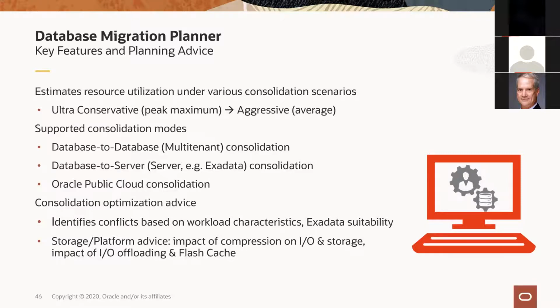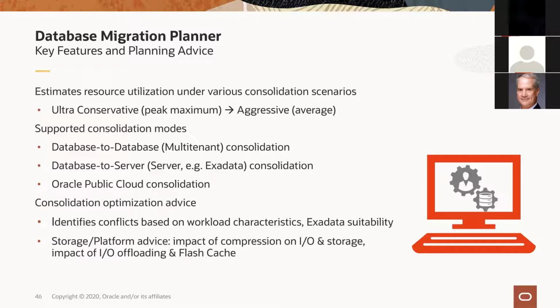So when we do the calculation, when we collect the data, we have the ability to do different types of scenarios. So we can do scenarios all the way from ultra conservative. That means that we have peak maximum on all the applications. This is when we have peak for all the applications, this is the maximum that we can fit into one system. And then we can take it to different levels, all the way to an aggressive level where we have all the average load on the system.